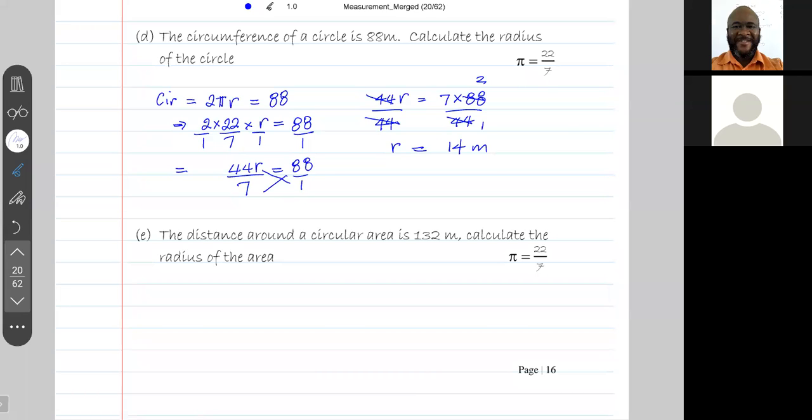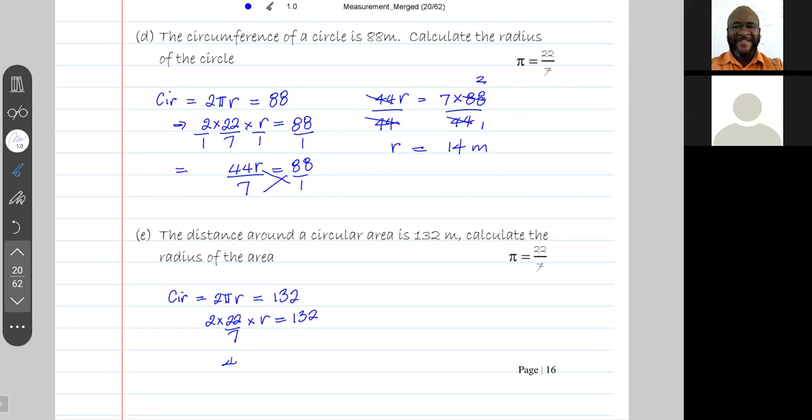All right, so E says that the distance around a circular area is 132 meters. So everybody should remember that the distance around a circle is called a circumference. So in a sense, we are given the circumference. The circumference is 132 meters, and we're asked to calculate the radius of the area. So the circumference, which is 2 pi r, is equal to 132. So now let's put in the fact that this is 2 times pi, which is 22 over 7, times r is equal to 132.